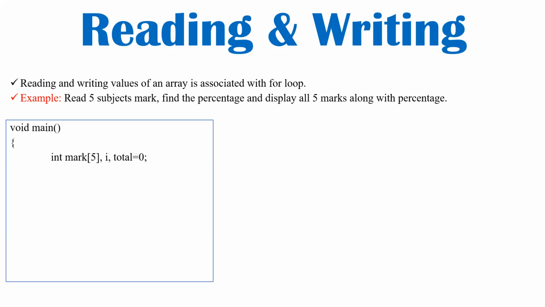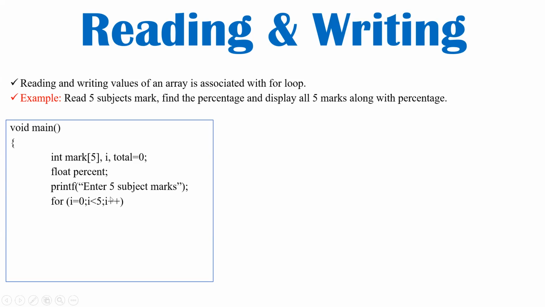We are going to find the percentage. How to find the percentage? Total value divided by the number of subjects, here 5. So total divided by 5 will give the percentage. To find the total, each element value of the array will be added to the partial total. The initial partial total value is 0 because there are no marks yet. Percentage is a fractional value, so it is declared as float.